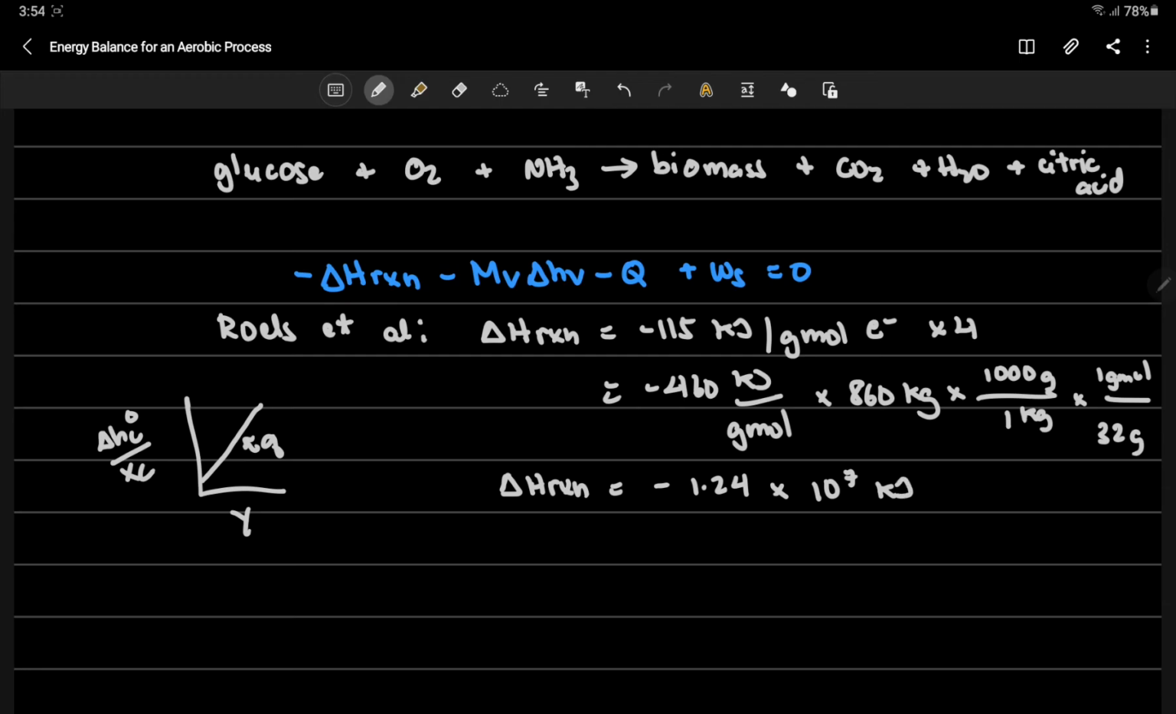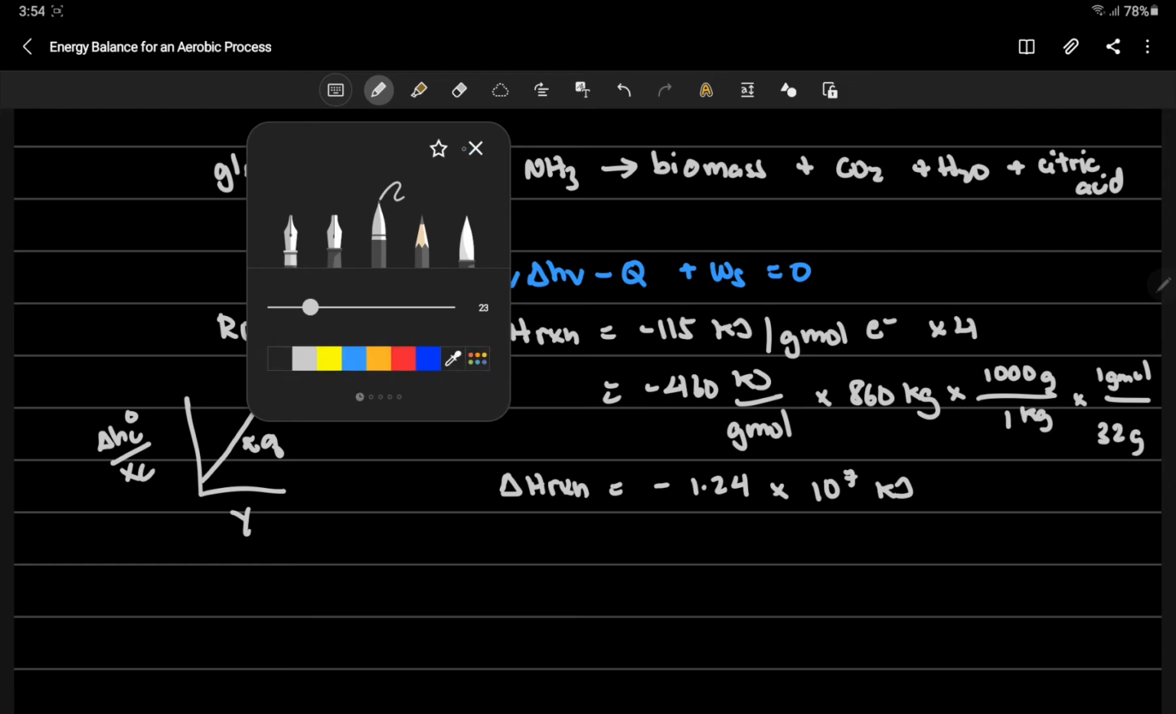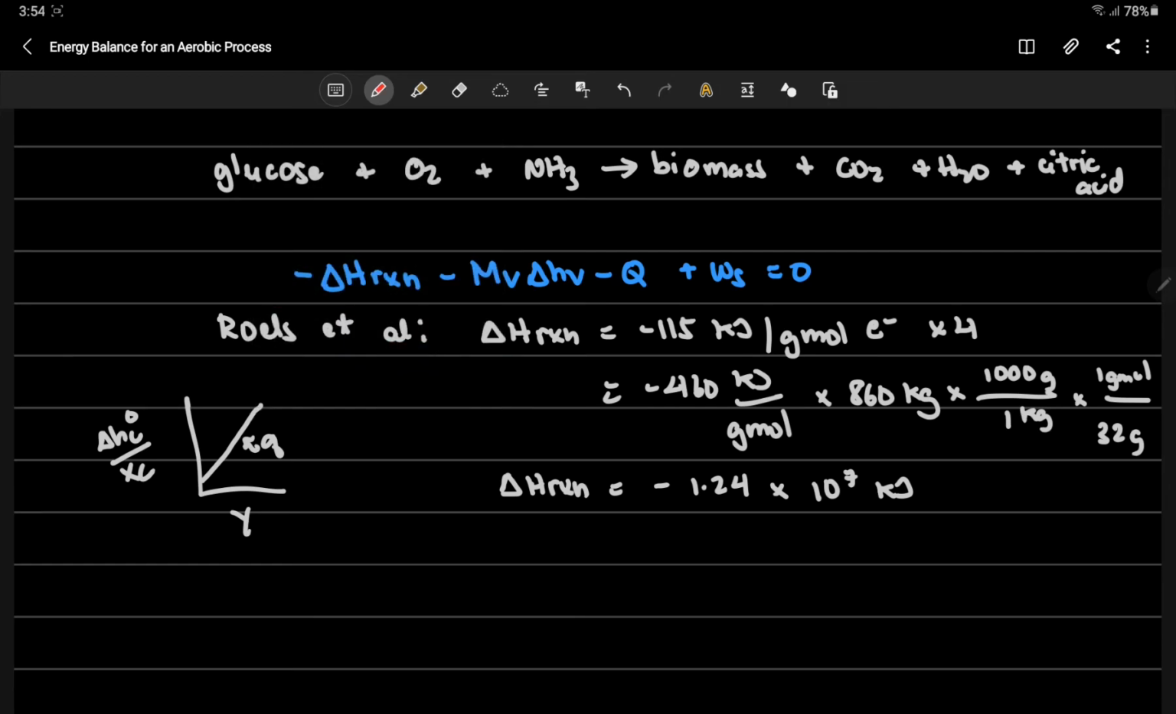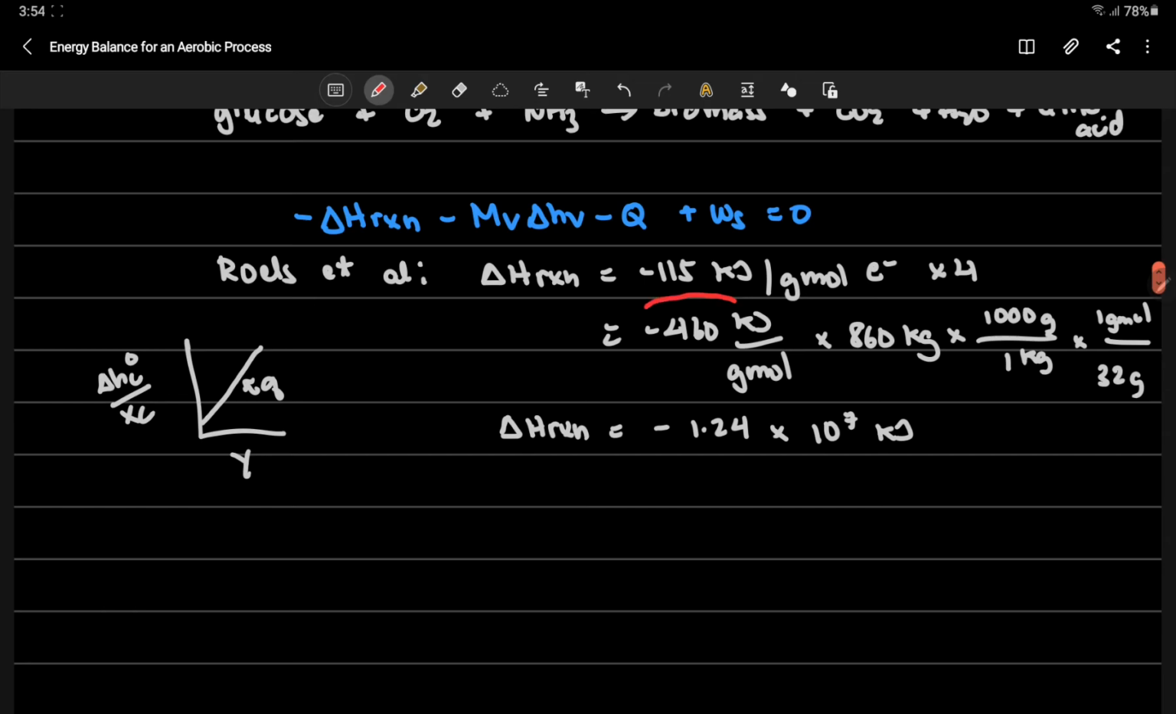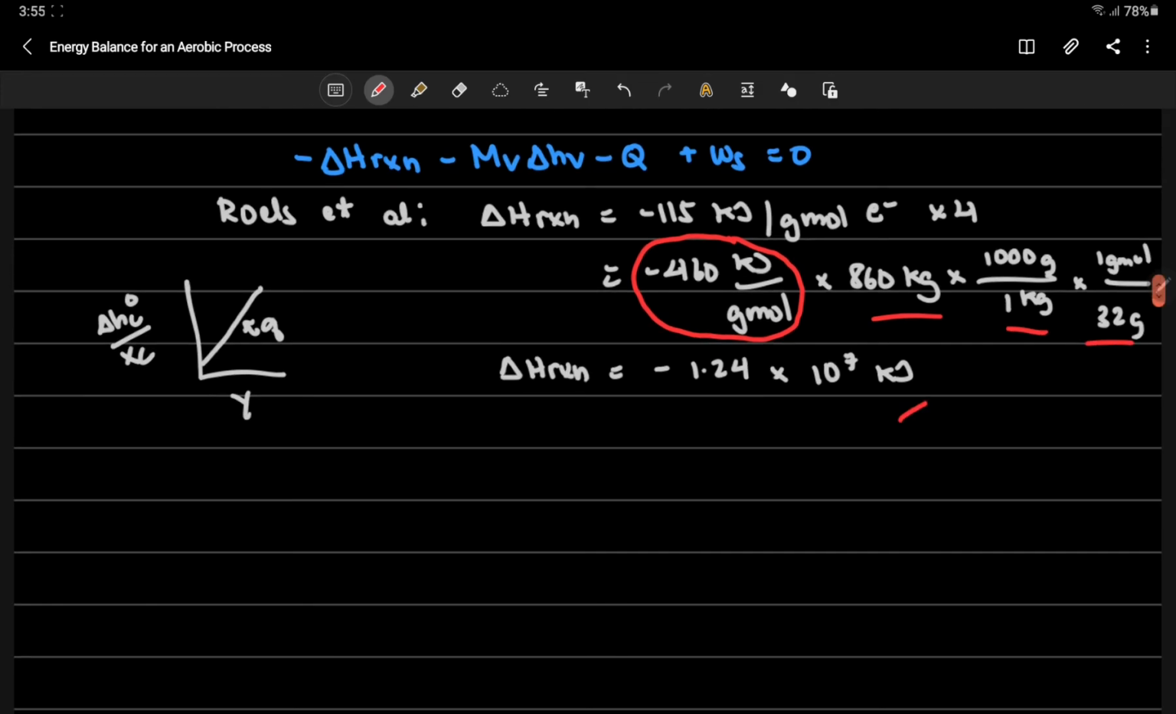So again, reminder lang, no, na this value, minus 460, is constant. So you have to remember this value for aerobic processes. So that's already the enthalpy of reaction. Wala ka nang gagawing iba pang calculation. That's the amount of energy we're looking for already. Iko-convert mo na lang siya using whatever amount of oxygen that you have and some other conversion factors. Okay, so this is now our enthalpy of reaction.